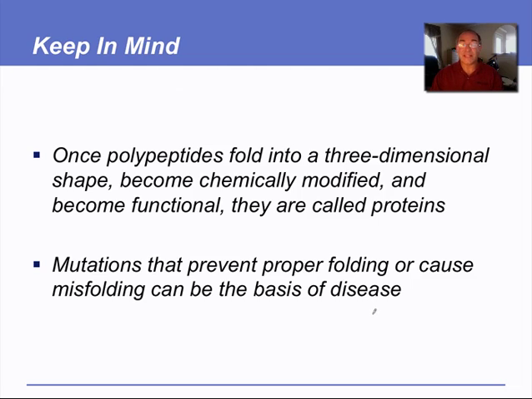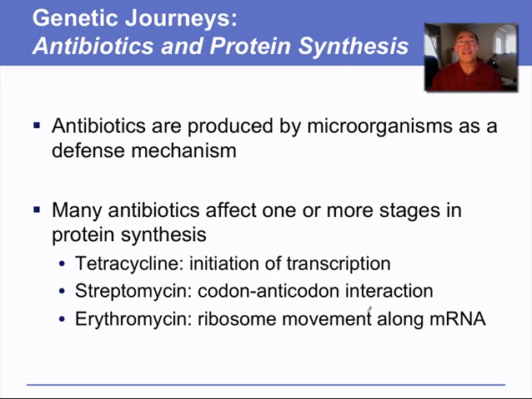So therefore, again, if we change the DNA, we change the RNA, we change the protein, and we change your phenotype. So maybe changing a protein is a good way to kill something, right? And so a lot of, well, these three different antibiotics, tetracycline, streptomycin, and erythromycin, if we add those antibiotics, they affect transcription or anticodon interaction or ribosome movement in bacteria.